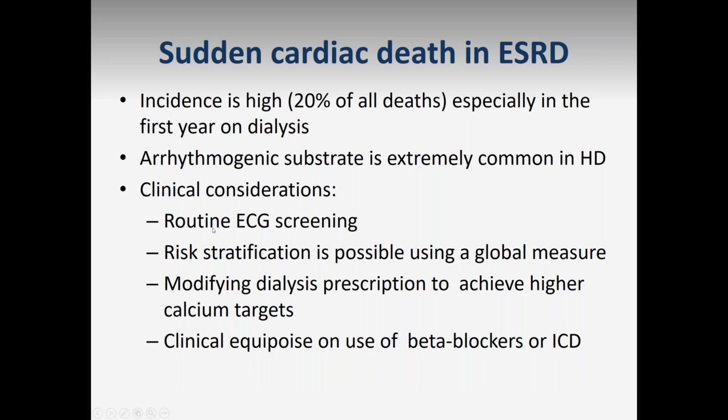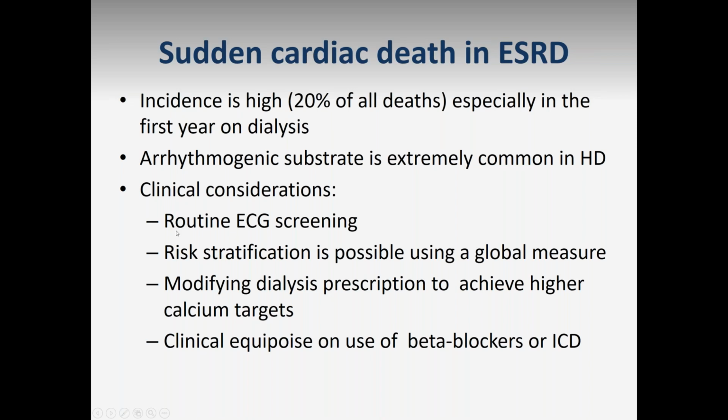So the incidence of sudden cardiac death is extremely high. It's about 20% of all deaths, especially in the first year on dialysis. The arrhythmogenic substrate is extremely common in hemodialysis and really well worth us thinking, how can we do this a little bit better in taking care of our patients?